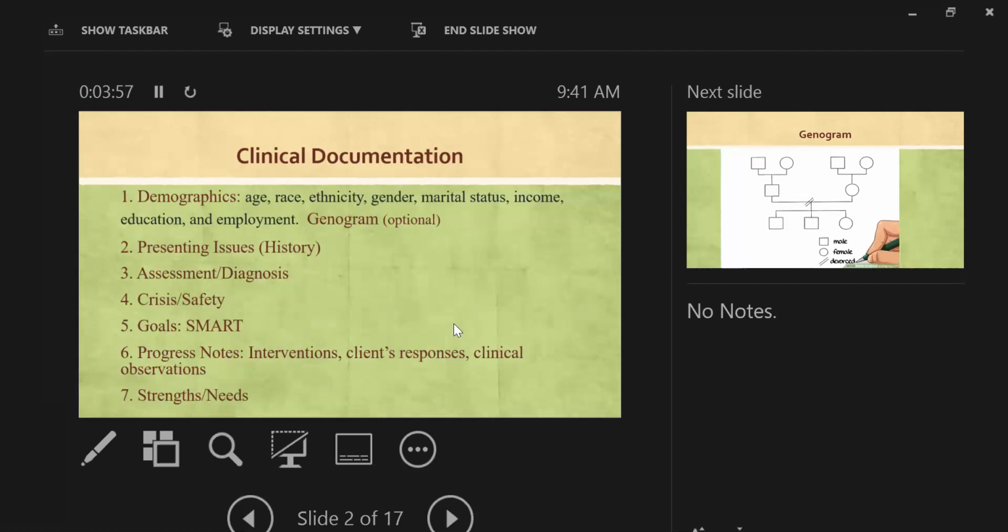Okay, so assessment. That's two. So a demographic, we have a brief context of the client's issue. So the presenting issue gives a brief context. Then assessment and diagnosis.